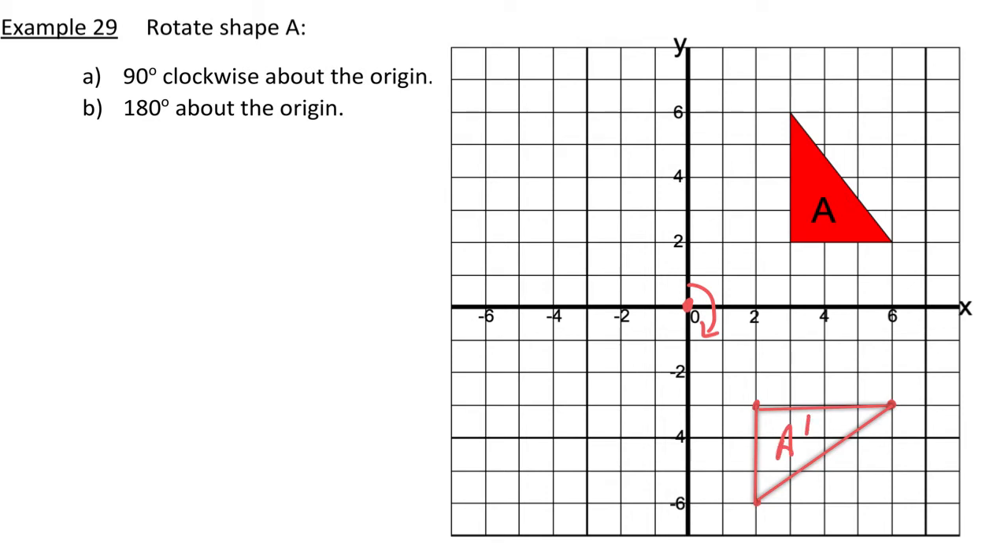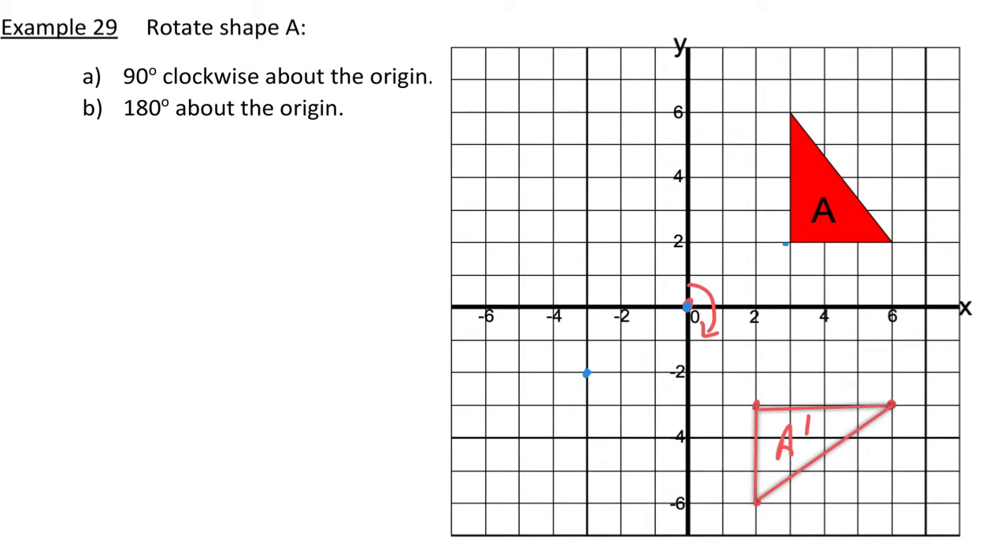Then we need to go for the next one, which is 180 degrees about the origin. And we'll see that there isn't a direction this time, and that's because it doesn't matter if you go clockwise or anti-clockwise. We're going to use the same method, which is these L shapes. So from the origin to the first point, that was right 3 and up 2. And if we rotate that 180 degrees, we'll go left 3 and down 2. And if we do that from the origin, left 3 and down 2 gets us to the point minus 3, minus 2.